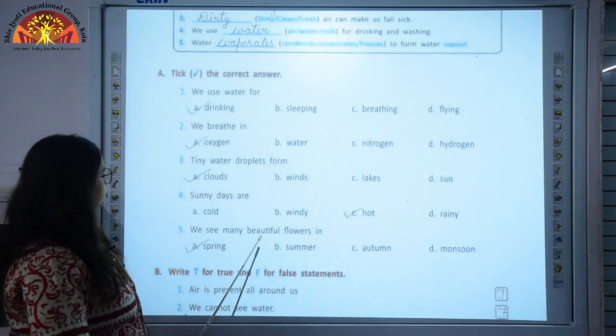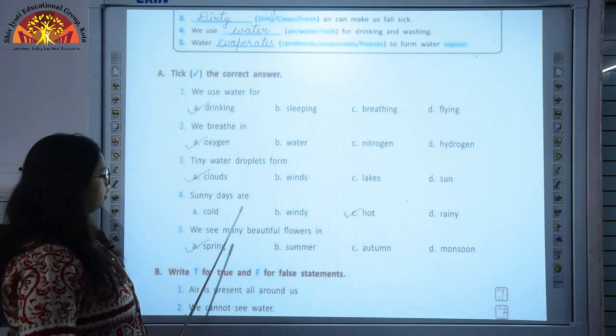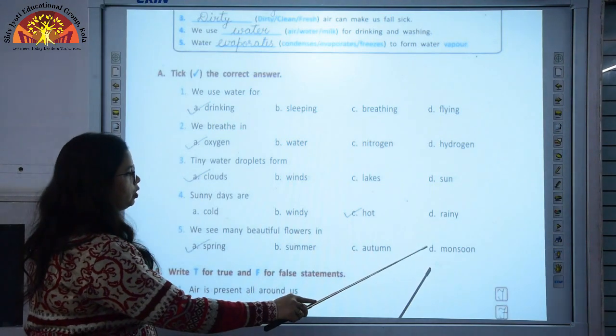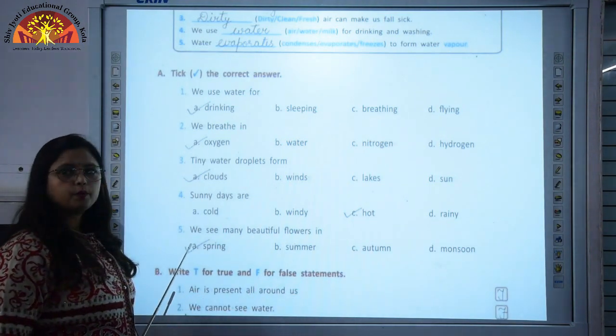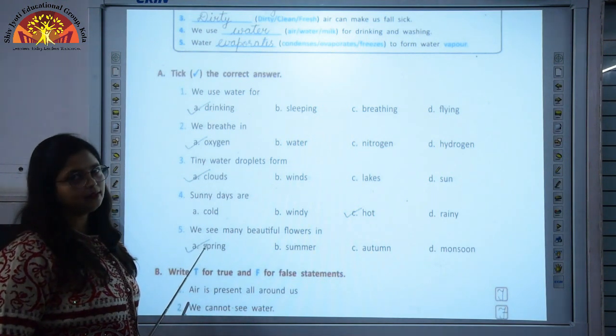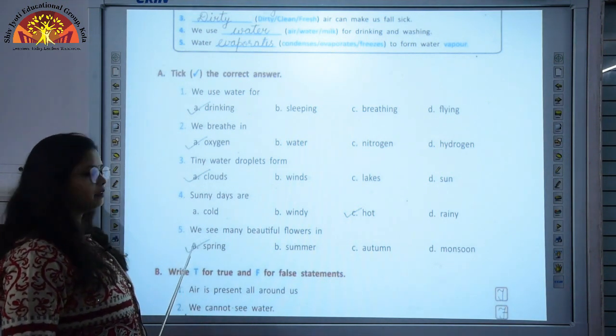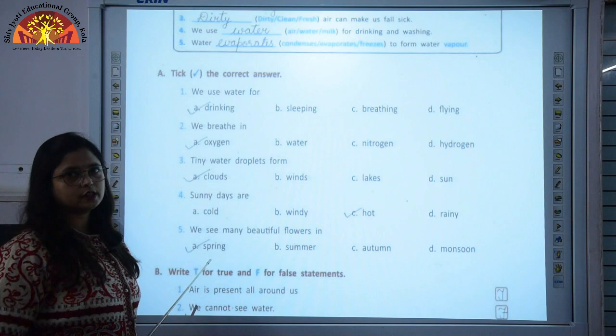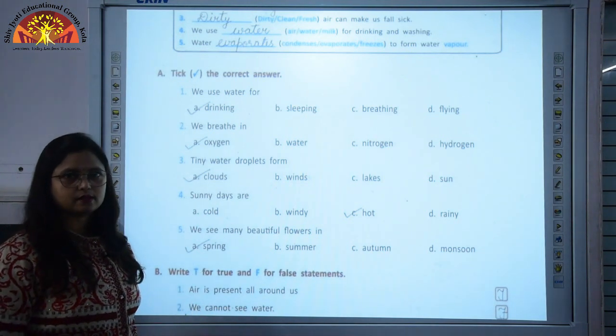We see many beautiful flowers in spring, summer, autumn, monsoon. So children, flower blooms in which season? Yes, in spring season. So the correct answer here is the A option, that is spring. Now we move to the next exercise.